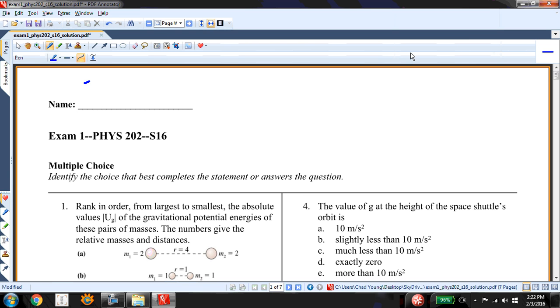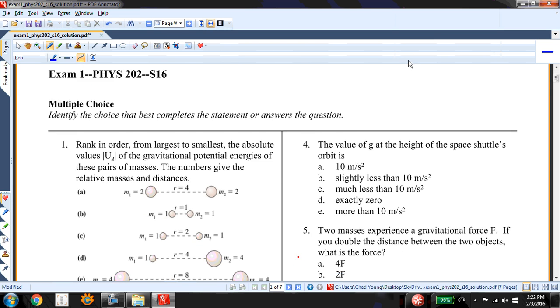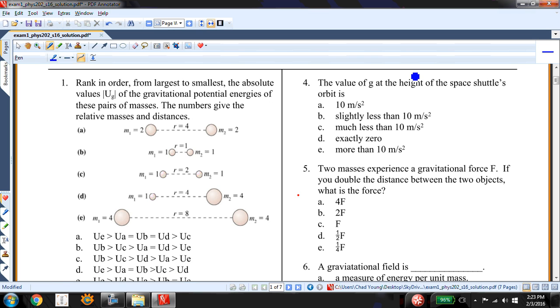All right, exam 1, physics 202, spring 2016. Rank in order from largest to smallest the absolute values of the gravitational potential energies for these pairs of masses. Now remember, potential energy is G M M over R. So I'm just going to take M times M over R for each of these and rank them.